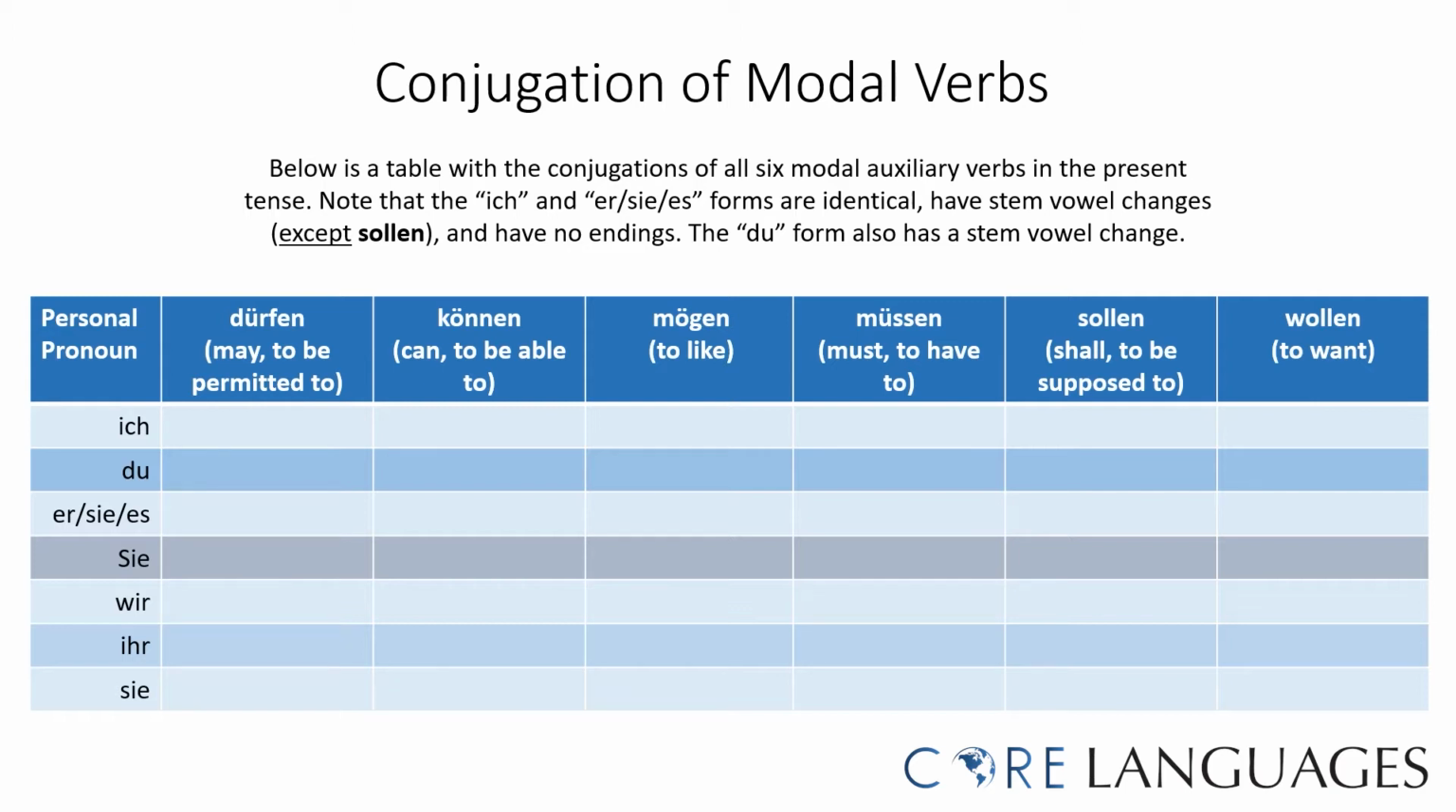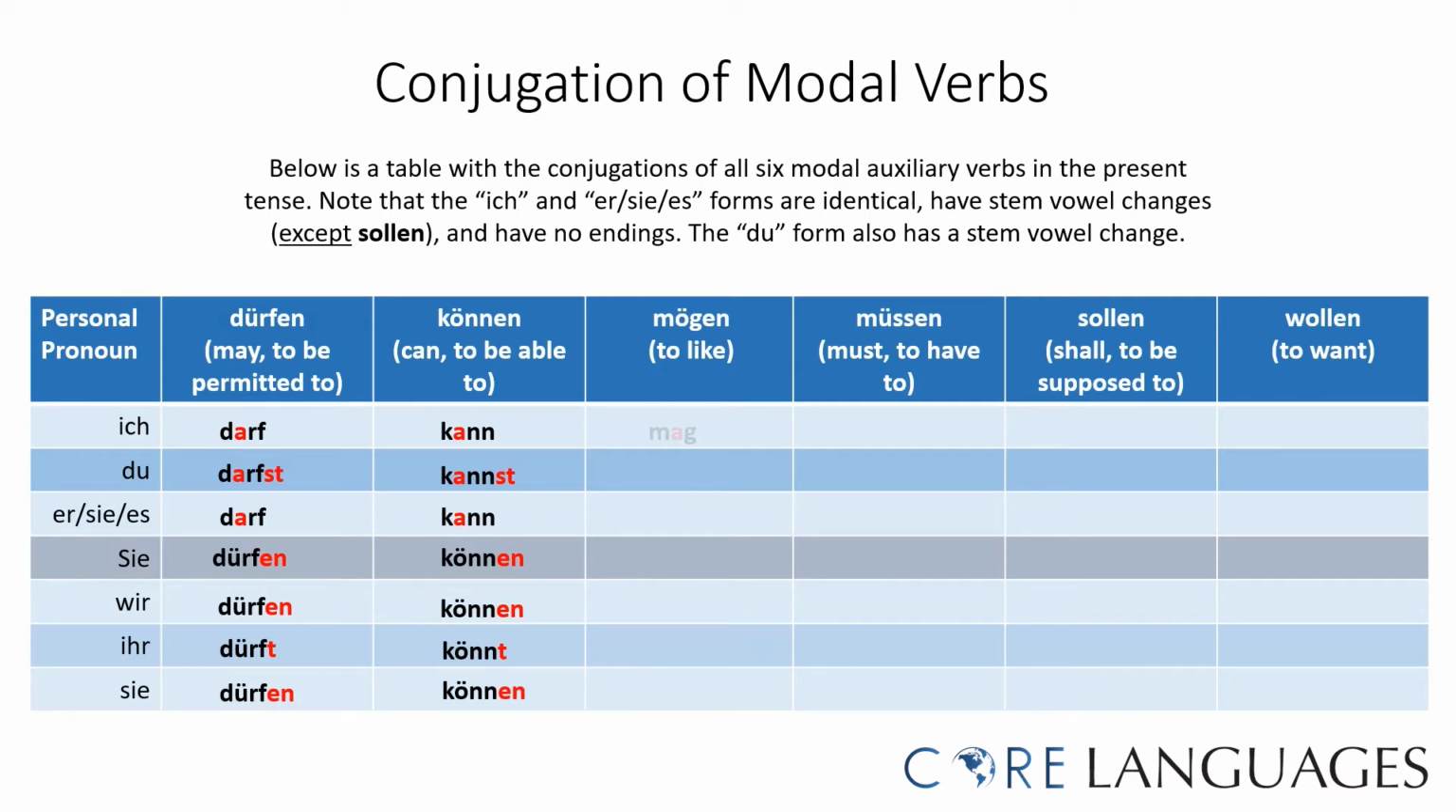Here's the conjugation for dürfen, may, or to be permitted or allowed to. Ich darf, du darfst, er/sie/es darf, Sie dürfen. Wir dürfen, ihr dürft, sie dürfen. Können, can, or to be able to. Ich kann, du kannst, er/sie/es kann, Sie können. Wir können, ihr könnt, sie können.